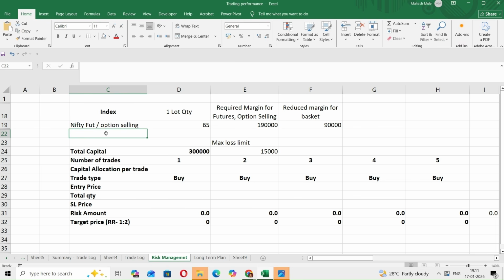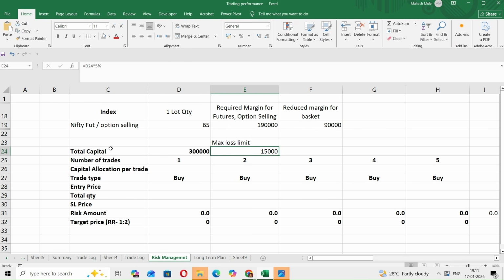Here, if you see, for Nifty futures or option selling, for one lot which has 65 quantity, your required margin comes out around 1,90,000 without hedging. But if you hedge it, you can buy one lot in around 1 lakh rupees only. In this case, what I will suggest, if you need 2 lakh rupees for one lot of Nifty options selling or Nifty futures trading, then you should have minimum 3 lakh rupees in your account, and your max loss limit should be 5% of that total capital. So it comes around 15,000.